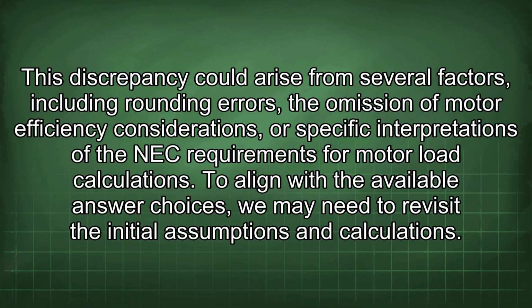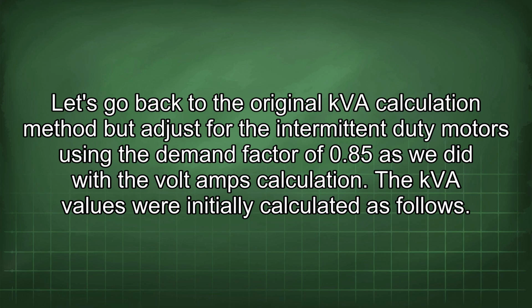This discrepancy could arise from several factors, including rounding errors, the omission of motor efficiency considerations, or specific interpretations of the NEC requirements for motor load calculations. To align with the available answer choices, we may need to revisit the initial assumptions and calculations. Let's go back to the original kVA calculation method but adjust for the intermittent duty motors using the demand factor of 0.85 as we did with the volt amps calculation.